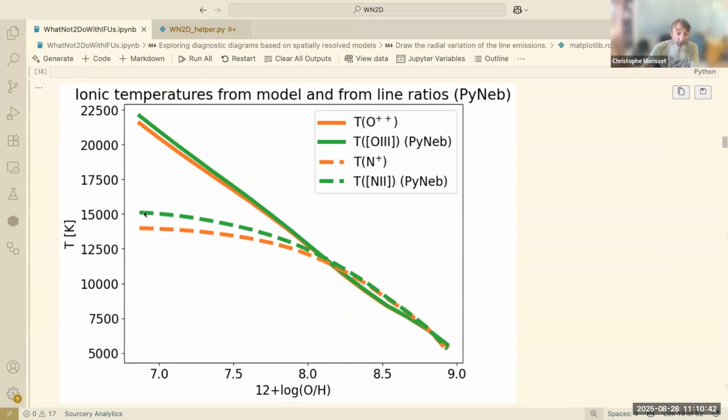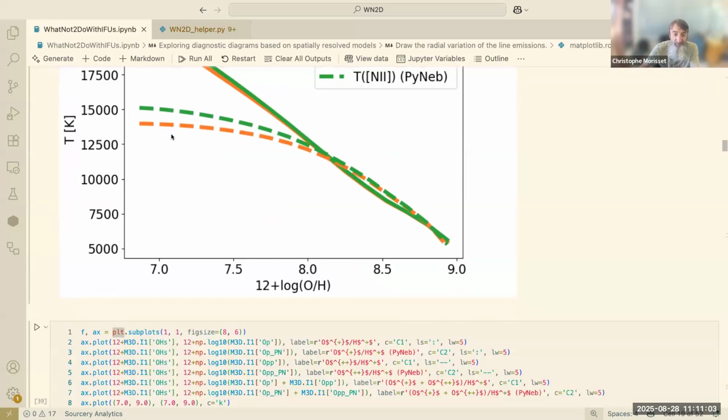Okay, and we see that both are quite good. I may have different atomic data in Cloudy. I should fine-tune this, but they are very close together. So determining the temperature from PyNeb using the line ratio is a good idea. It's not that bad for integrated objects.